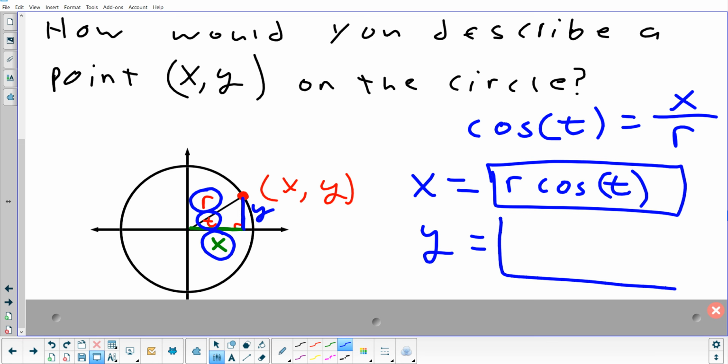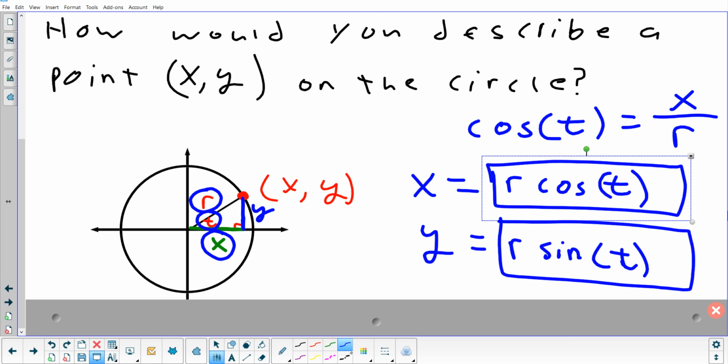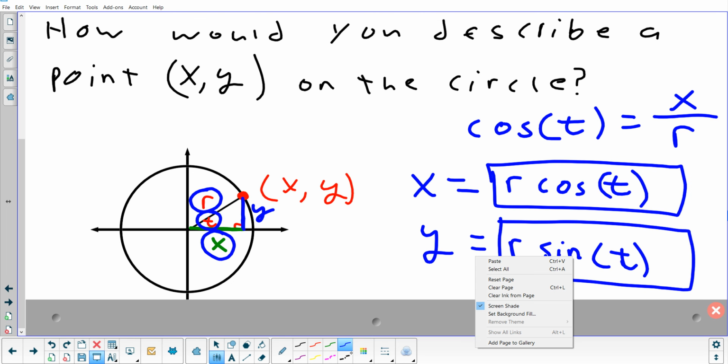Now, without going through it again, does anyone think they know what the y value would be? Again, it'll take into account the same two things, the radius and the T, but the y is in a different spot, so it's not going to be cosine. R sine. Yep. The top formula is the formula for the base. The bottom formula is the formula for the height. That's all you're finding when you're doing a point on a circle. How far over? How far up? Base, height, triangle. That's all you're doing.